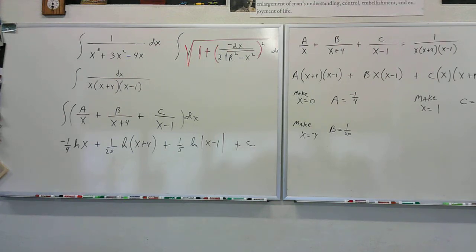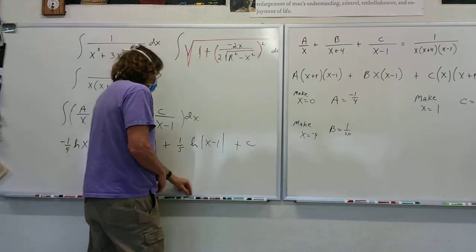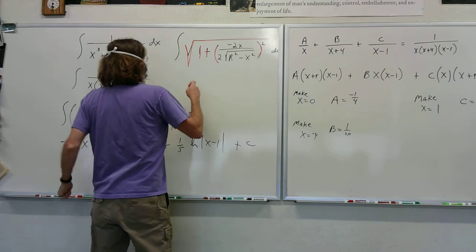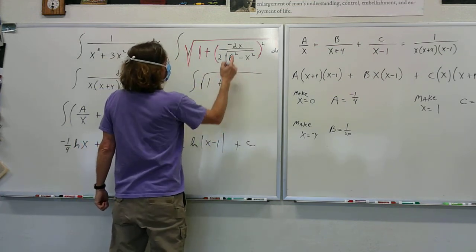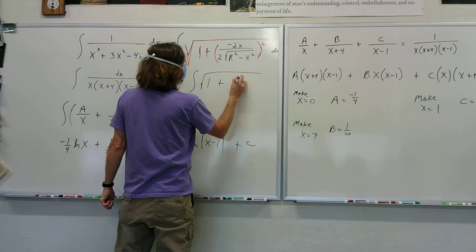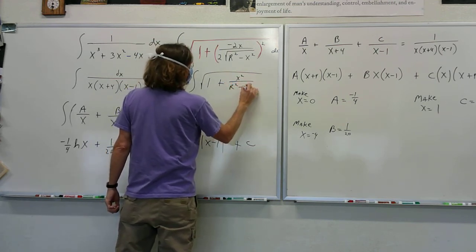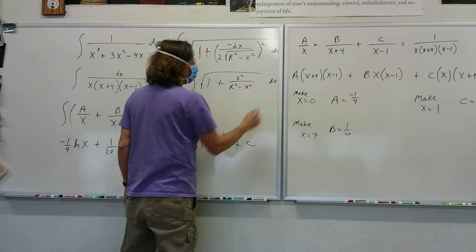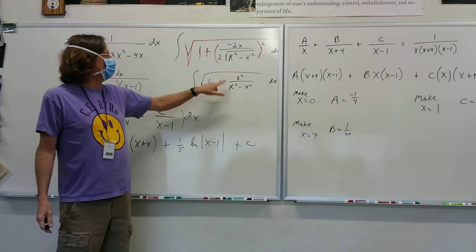The first thing I would do is divide out the 2's, right? And then after I squared it, I would have the square root of 1 plus x squared over r squared minus x squared dx. Find a common denominator and add those together.